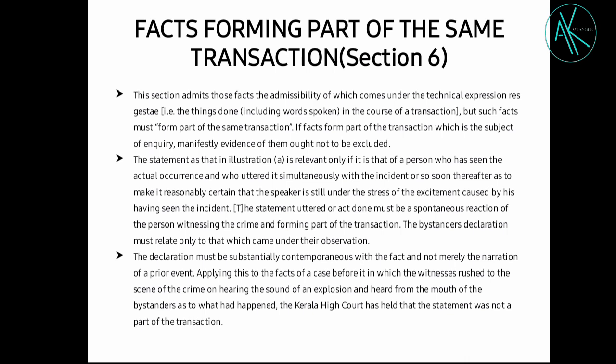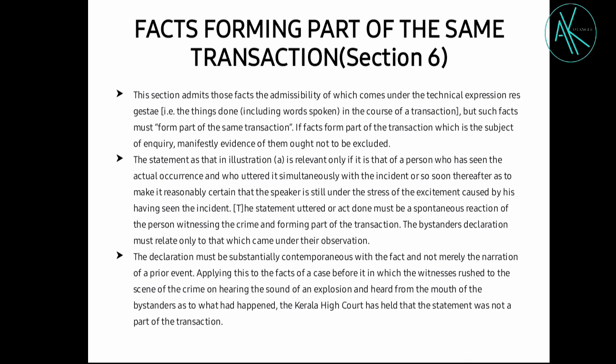The statement, as in illustration A, is relevant only if it is made by a person who has seen the actual occurrence and who uttered it simultaneously with the incident, or so soon thereafter as to make it reasonably certain that the speaker is still under the stress of the excitement caused by having seen the incident. The statement uttered or the act must be a spontaneous reaction of the person witnessing the crime and forming part of the transaction. The bystander's declaration must relate only to that which came under their observation.